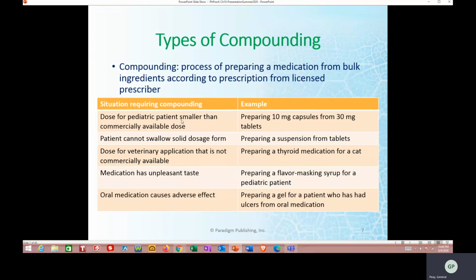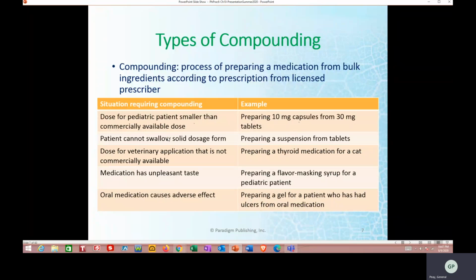A dose for a pediatric patient, so this is like an infant, is smaller than a commercially available dose. So let's take amoxicillin. The liquid formulation, the lowest dose it comes in is 125 milligrams per teaspoon. But let's say, for example, the doctor needed, for this particular patient, 40 milligrams per teaspoon. So commercially available, the 125 per 5 ml wouldn't work. It would be better suited if you were to compound it to a dose that'll be easier to measure. So this is one example: dose for pediatric patients smaller than commercially available dose. And to the right, they give you an example, preparing 10 milligram capsules from 30 milligram tablets.